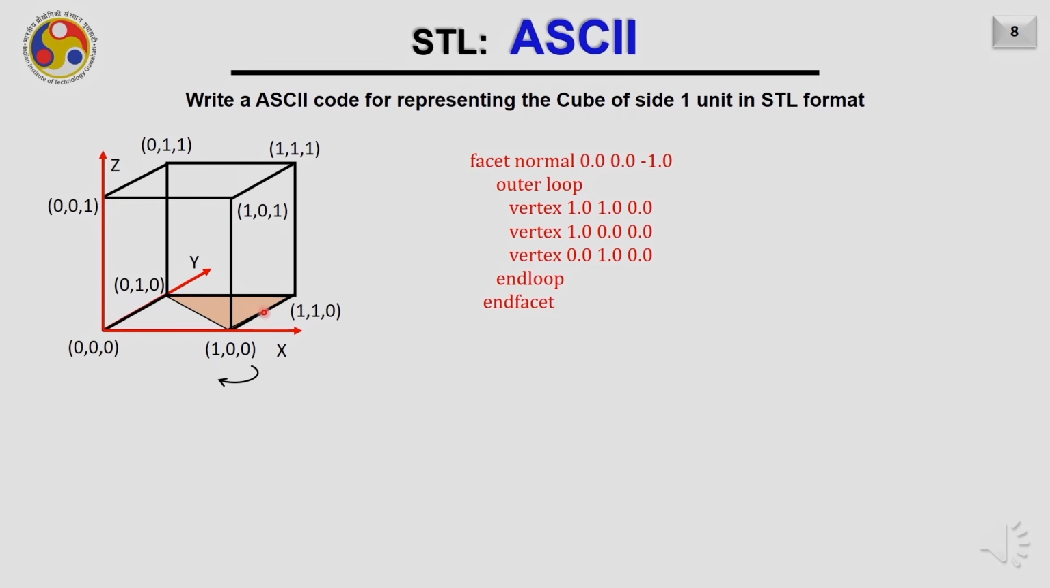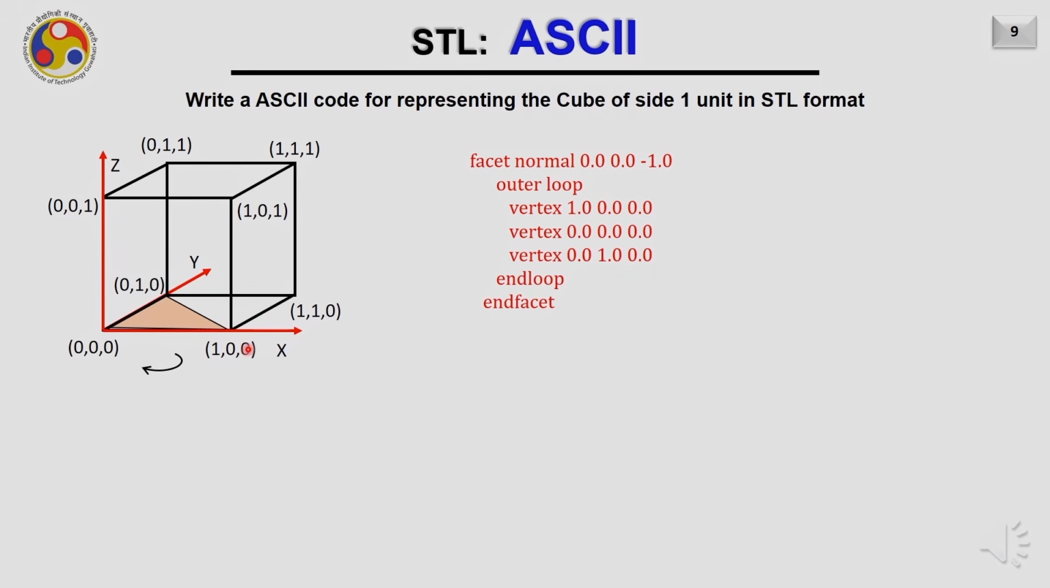Now for this particular triangle, we can see that the normal is downward, that is why the minus is written here. Hence the facet normal is 0, 0, minus 1. Now the observer is standing down here and observing above, and then it will look like this particular direction is counterclockwise. Hence if we start from point 1, 1, 0, then the next point will be 1, 0, 0, and the next point will be 0, 1, 0.